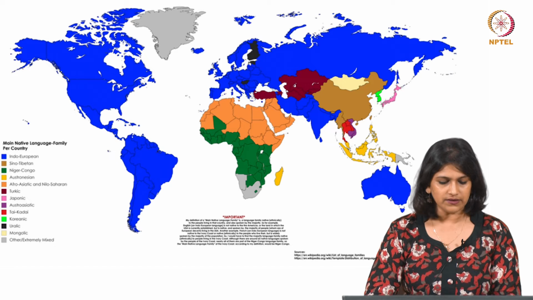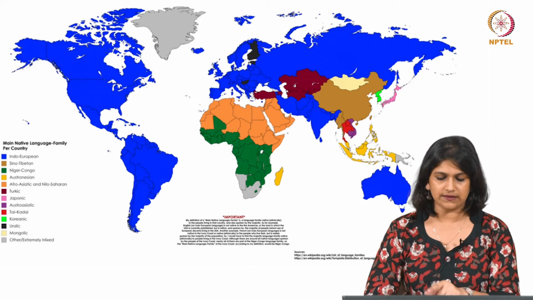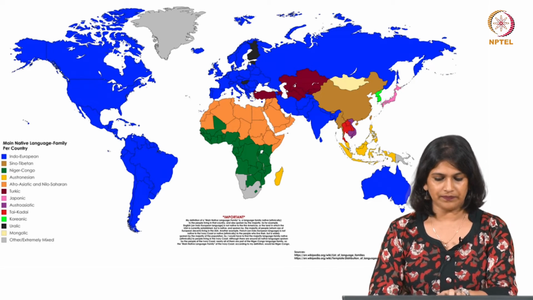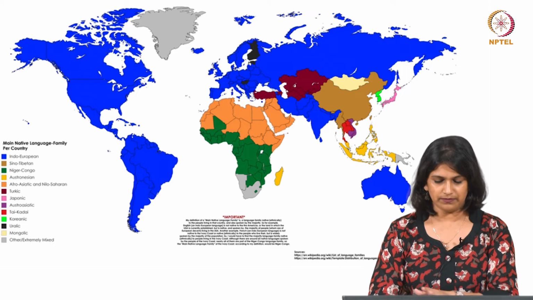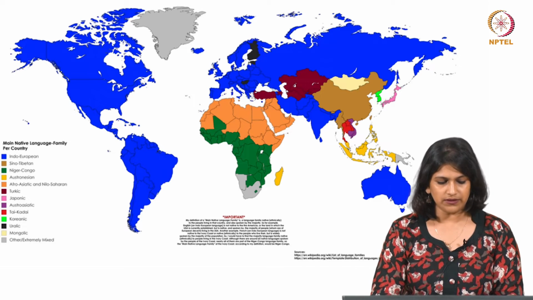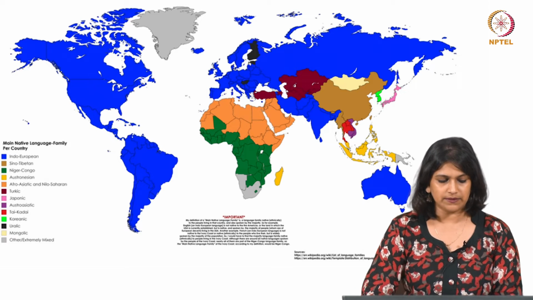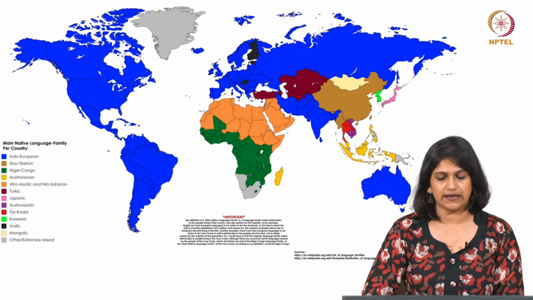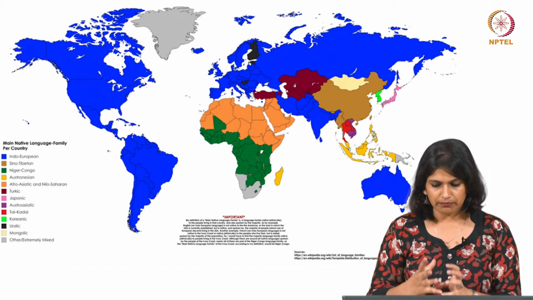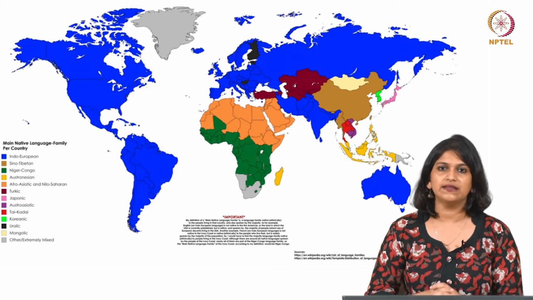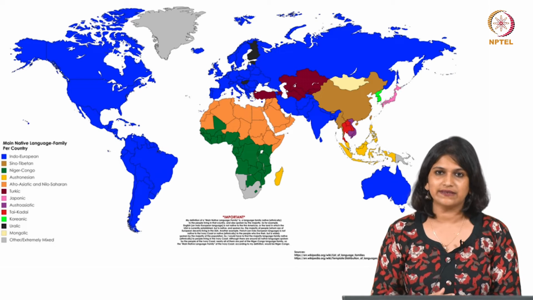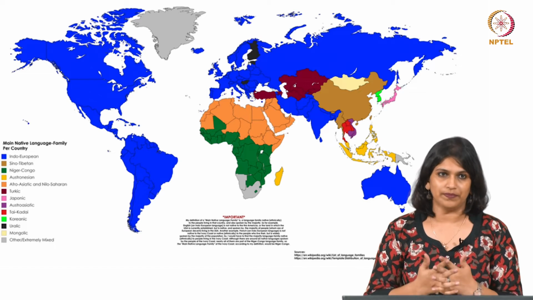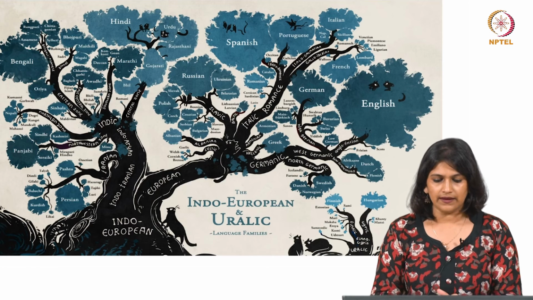Look at Africa. We have the green color, so that is the Niger-Congo family. And then we have all this, the brownish color. So the brownish one, these languages belong to either Afroasiatic or Nilo-Saharan languages. So these are the major language families, but that doesn't mean that typologically languages are restricted only to this.